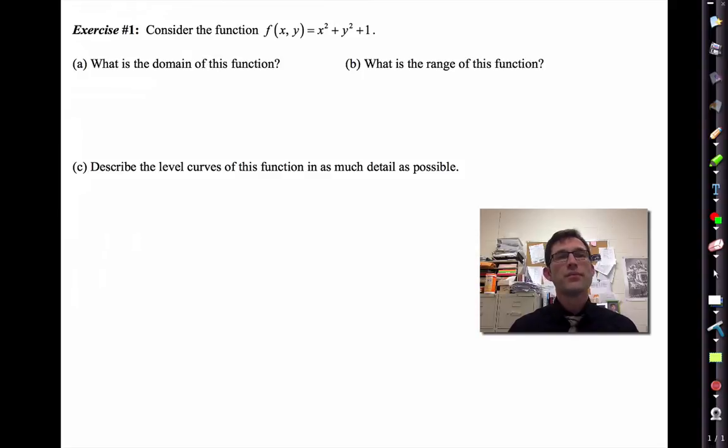Okay, exercise 1. Consider the function f of x, y equals x squared plus y squared plus 1. All right, so what we want to do is try to analyze what this thing looks like, how it's behaving, using some tools that we already have. First question, what's the domain of this function? What kind of x, y coordinate points can we put in this function and get a value of z out? Pause the video if you need to think about this.